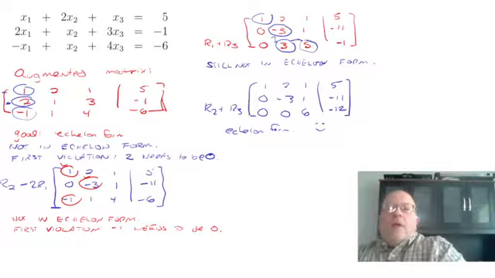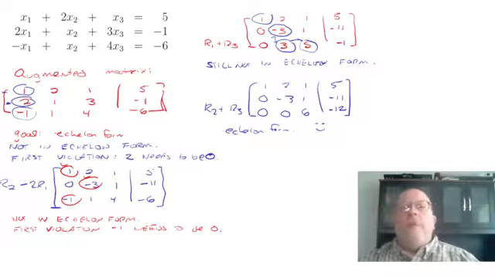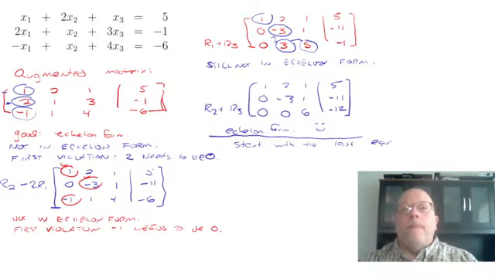Once we have the matrix in echelon form, we can solve this system by working from bottom to top. So start with the last equation, and work up. So the last equation says that 6x3 is equal to -12. And so x3 is -2. And we have an answer for x3.